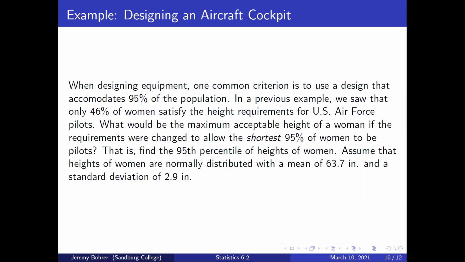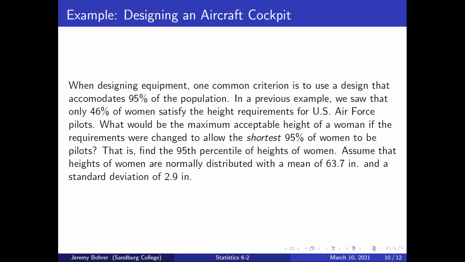When designing equipment, one common criterion is to use a design that accommodates 95% of the population. In a previous example, we saw that only 46% of women satisfy the height requirements for US Air Force pilots. What would be the maximum acceptable height of a woman if the requirements were to change to allow the shortest 95% of women to be pilots? That is, find the 95th percentile of heights of women.